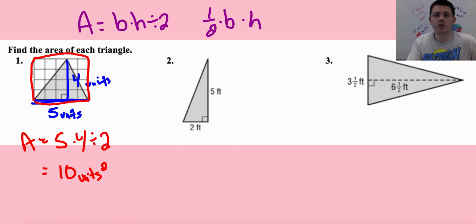Area is always squared. Here's the next one. This time I get to use the measurements on my triangle. It has a base of 2, a height of 5, because notice they meet at a right angle.